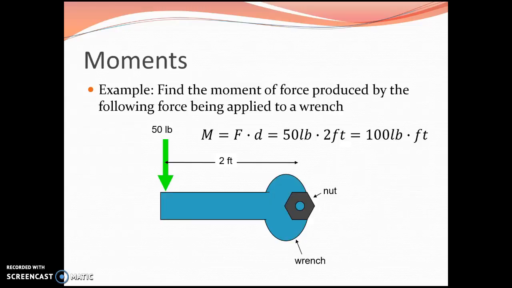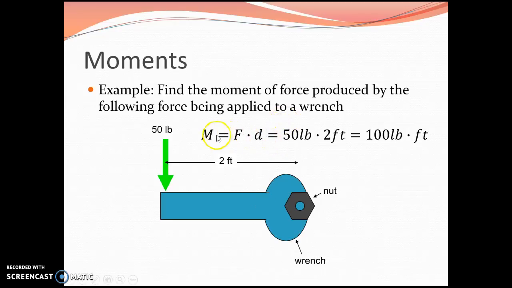So the first part, I want you guys to find moments. For instance, with this wrench here, find the moment of force produced by the following force being applied to a wrench. So you have 50 pounds of force being pressed down on a wrench. That's a lot of force. So that's somebody putting a lot of their body weight into removing this nut.